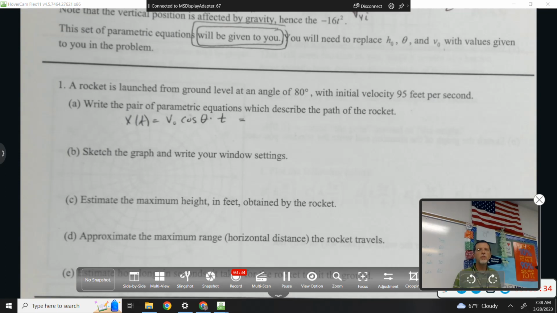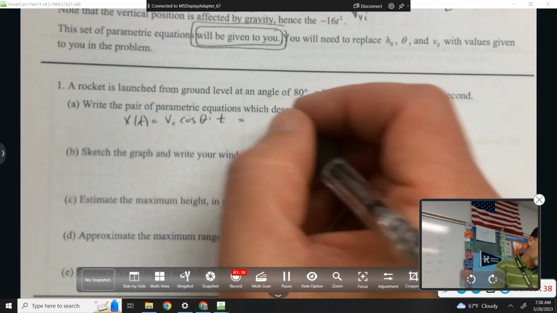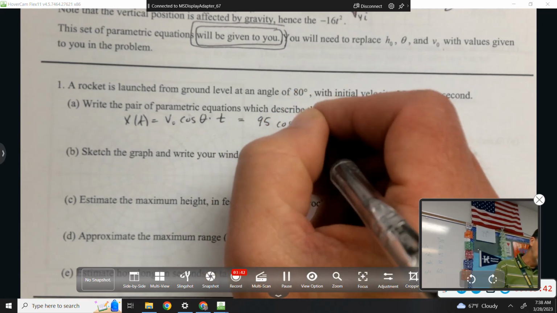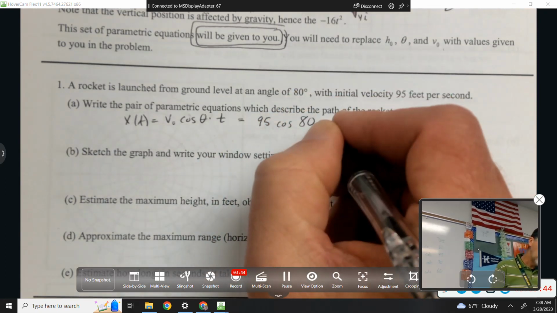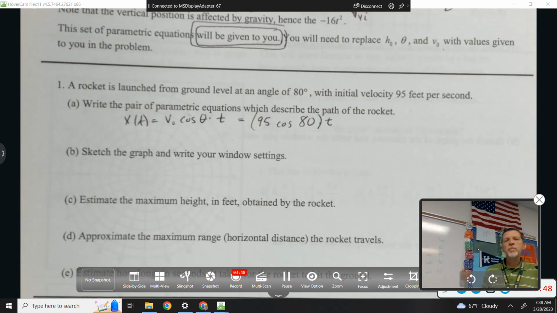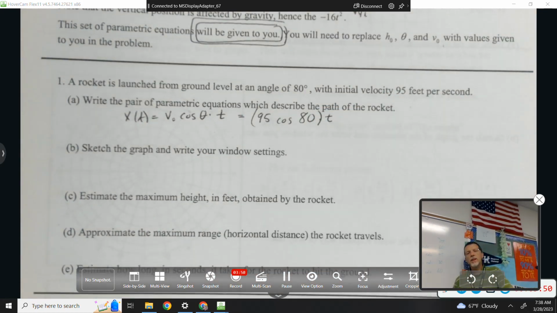So what's v0? 95. The angle is 80, so cosine 80, and then all of that times time. Be careful not to take the cosine of time, right? It's 95 cosine 80 is the coefficient of time.